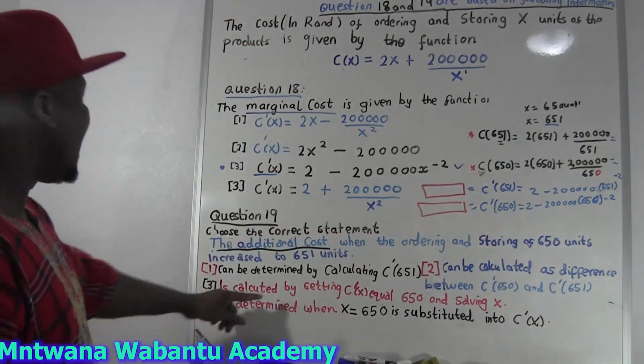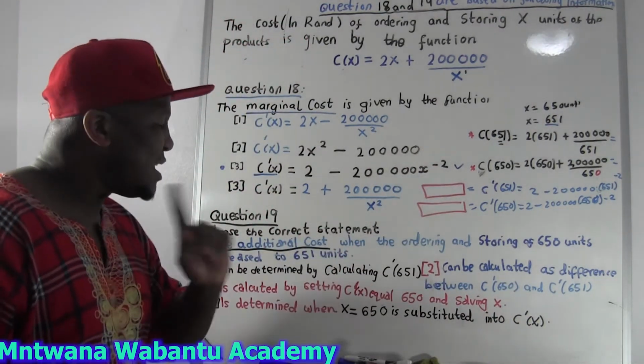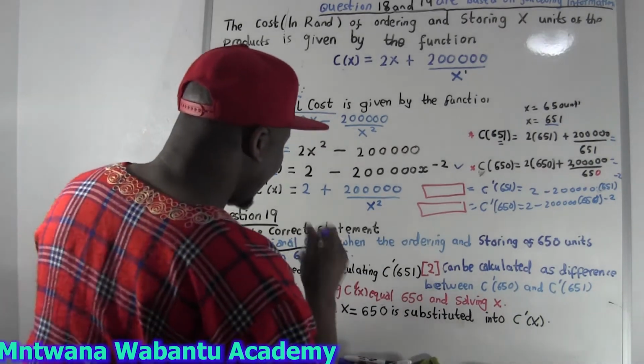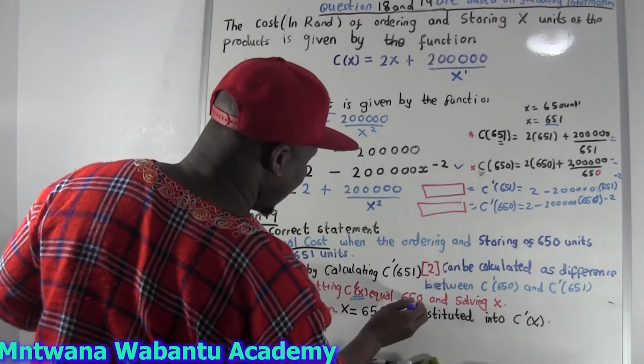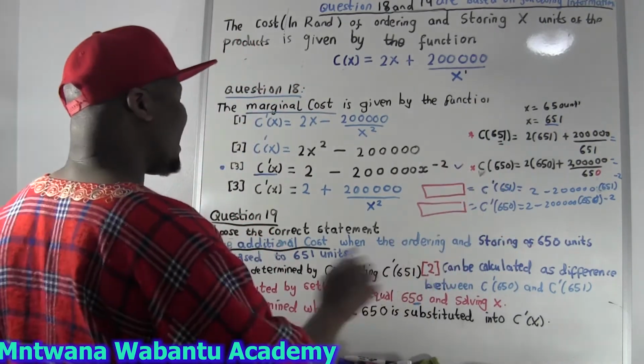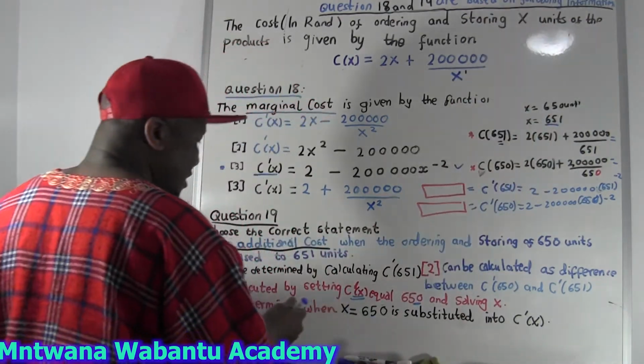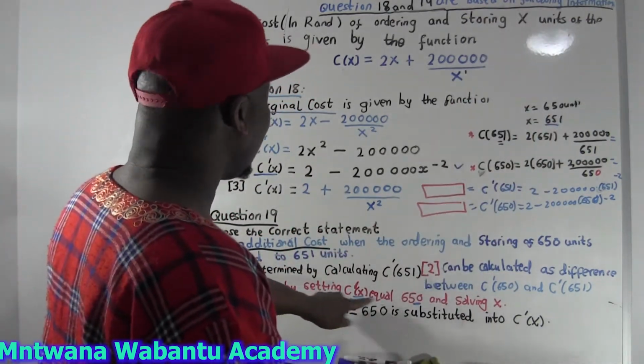Additional cost is calculated by setting this one equal. Never set this equal to that. Don't worry about it. This is wrong. Just a waste of time. You know what I'm saying? This is just a waste of time.